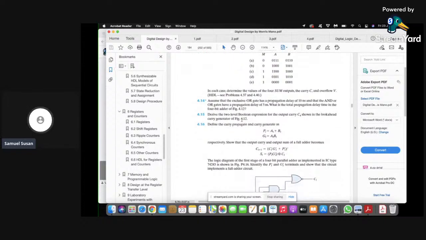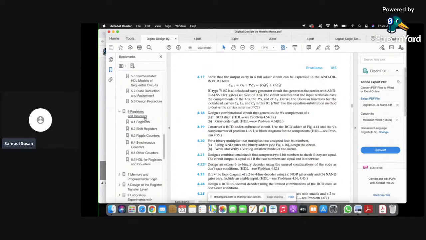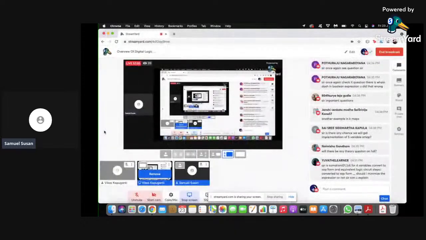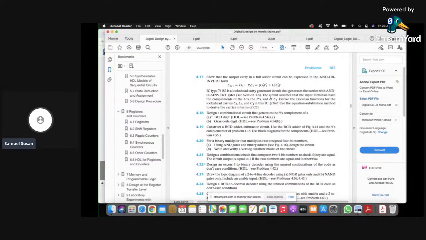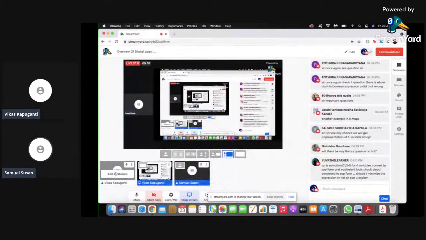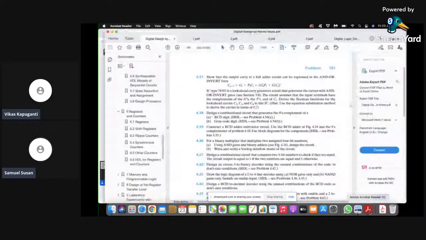Unless you are asked to minimize the function. Yeah, you can see some questions over here. There are expressions given, and you are asked to implement them using a decoder, right? Even in K-map, sometimes the expressions are not given in terms of min terms. Rather, they are given in terms of an expression.